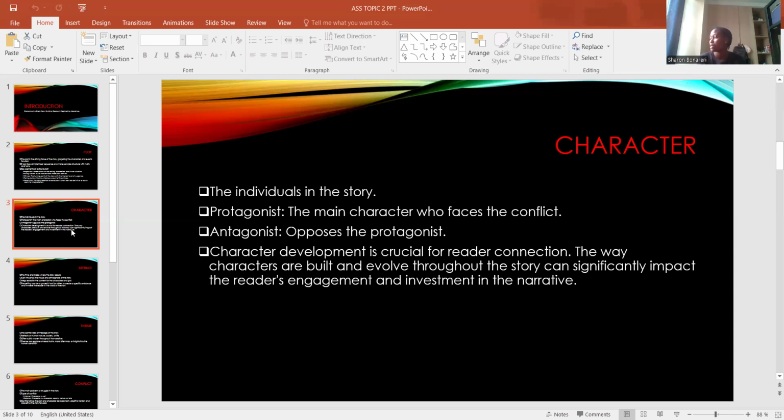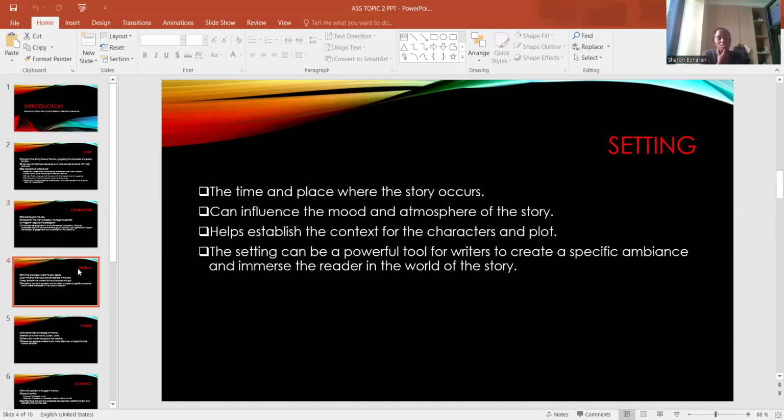And then we go to character development, which is crucial for reader connection. The way characters are built and evolve throughout the story can significantly impact the reader's engagement and investment in the narrative.